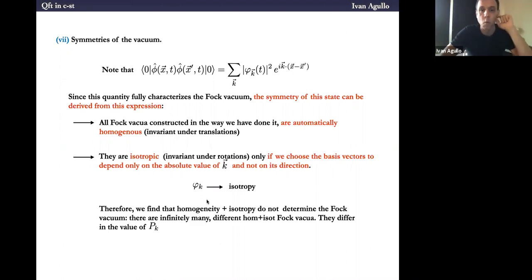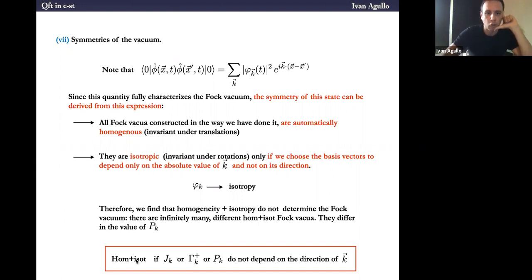So therefore, we find that homogeneity and isotropy do not determine the Fock vacuum. There are infinitely many different choices of homogeneous and isotropic vacuum. They differ by the value that you assign to phi of k, or the power spectrum. So this is a proof that even though we have 6 Killing vector fields, they do not determine the vacuum uniquely. There are infinitely many choices.